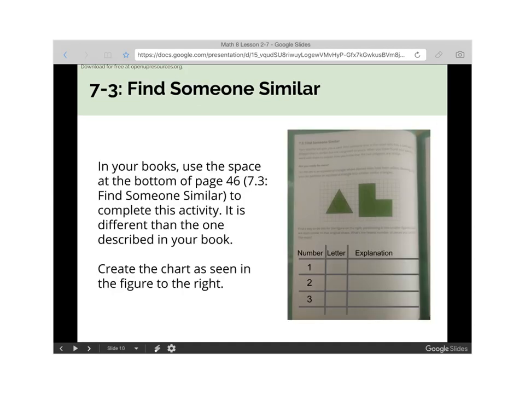Turn your page and you should see 7-3, find someone similar. Now we're going to actually do a little bit different of an activity than the one described in the book here. In your books, use the space at the bottom of that page to recreate this chart. So draw these lines, put number, letter, and explanation. Here you're going to be deciding which shape is similar to the one given, and then you're going to explain how you know. Go ahead and do that now.